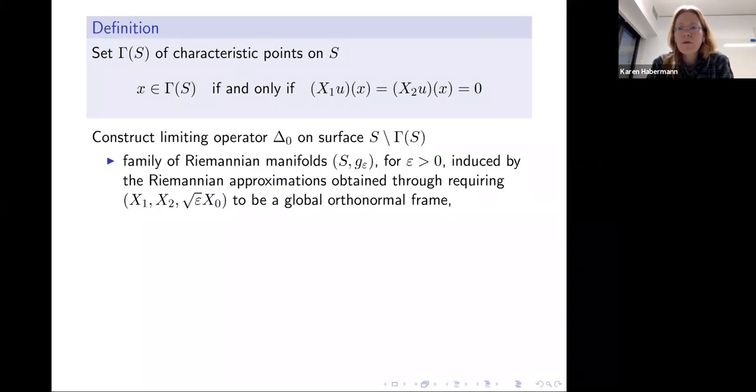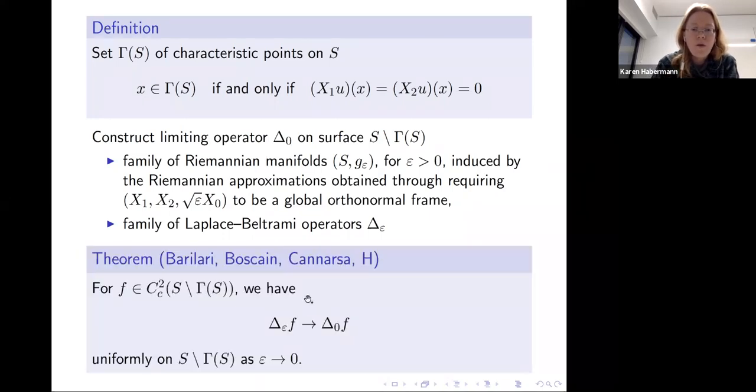And once we have that Riemannian metric on M, we can restrict that metric to the surface S. That's all now just Riemannian geometry. This gives you a family of Riemannian manifolds S, G epsilon, where S is always our surface. And for this, we actually can take the full surface with its characteristic points. Then we have this metric G epsilon, which varies. And because these S, G epsilon are perfectly well-defined Riemannian manifolds, we can look at the associated Laplace-Beltrami operators delta epsilon.